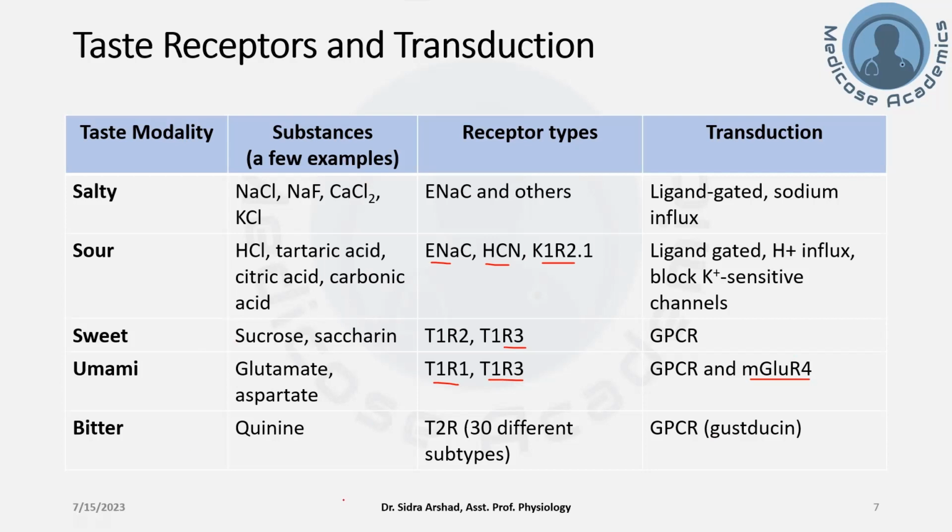For the bitter taste, a good example is quinine. The receptor types involved are T2 receptors. So the T2 receptor is involved with the bitter taste, and this receptor has 30 different subtypes. These receptors are once again G protein coupled receptors. This G protein is known as gusducin.